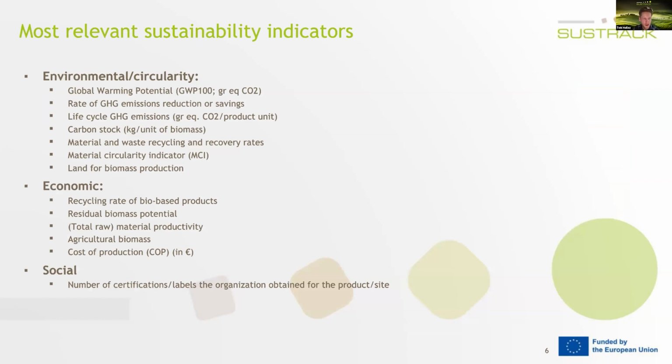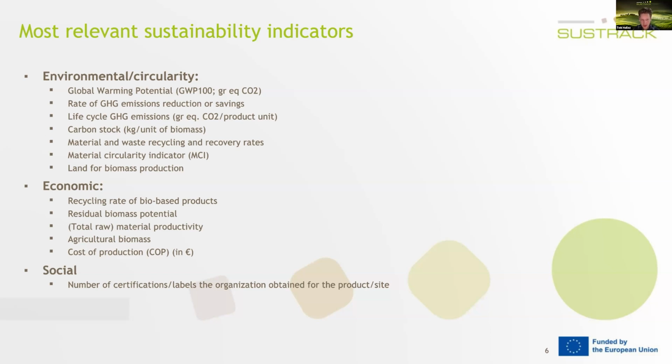Then some important indicators that we have identified, with a focus both again on global warming, the reduction of greenhouse gases, as well as the storing of carbon. And of course, since we are talking about an agricultural product, there is maybe also a mention of the land that we use for the production of hemp. Then on an economic scale, the rate of recycling as well as the biomass potential are highlighted. And also production, both in terms of total raw material as well as agricultural biomass, and the cost of production. And the social is a bit similar as with the CLT.